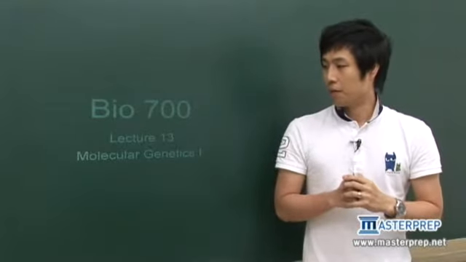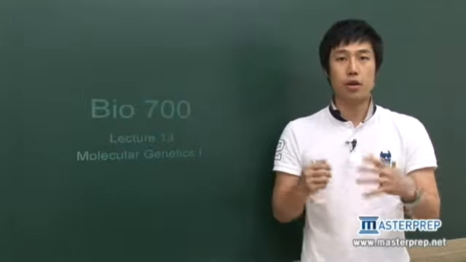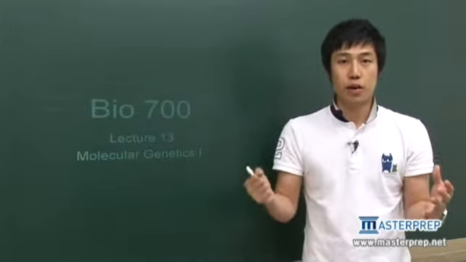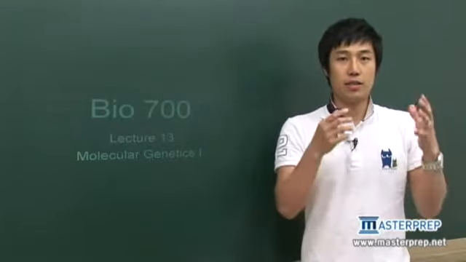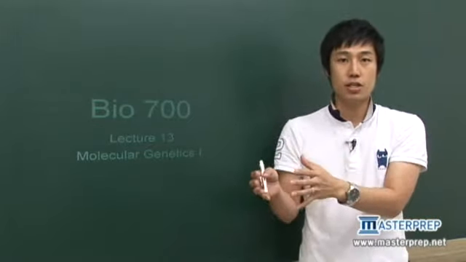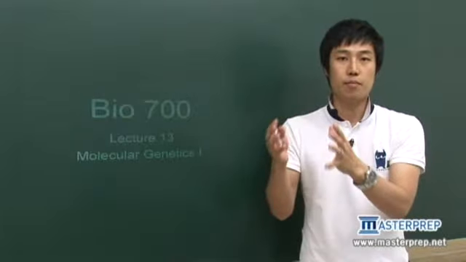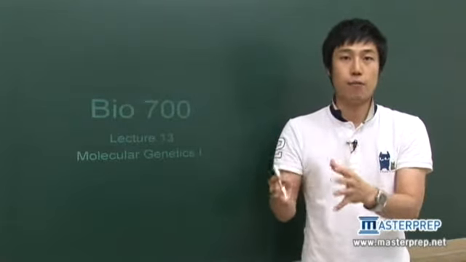Okay, the fourth chapter of part 2 is molecular genetics. In here we're going to talk about DNA replication and DNA expression. DNA replication is the copying of the exact same DNA from the original DNA, and DNA expression is how you make proteins out of the DNA information.